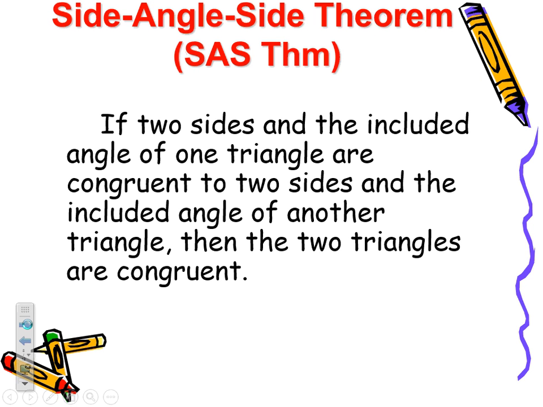Second one for the day. Side angle side theorem. If 2 sides and the included, we're going to talk about what this means, this is an important word, included angle of one triangle are congruent to 2 sides and the included angle of another triangle, then the 2 triangles are congruent. Make sure we get this all written down, please, in your notes. So push pause if you need to.